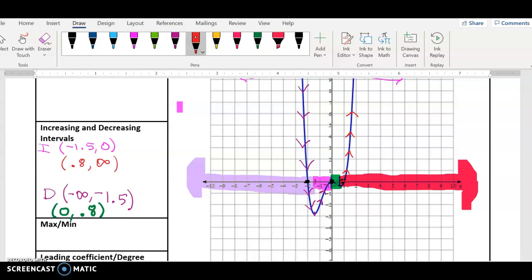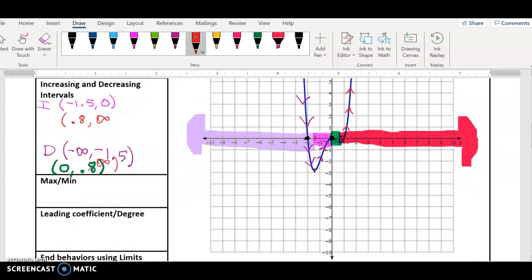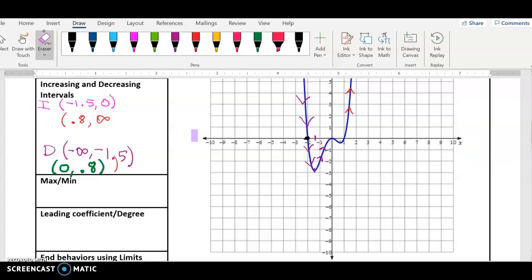All right. Moving on, the max and the min. So I'm going to erase this so we can see our x-axis a little bit better and our points a bit better. All right, so our max and our min. So the max would be the high point. That's called a relative max, but we'll just call it a max at 0, 0.